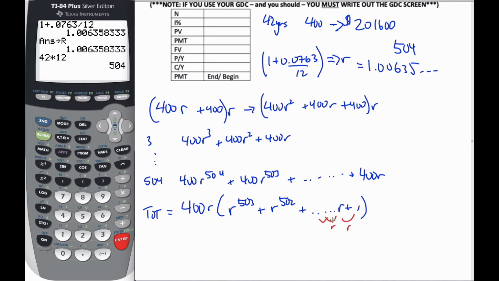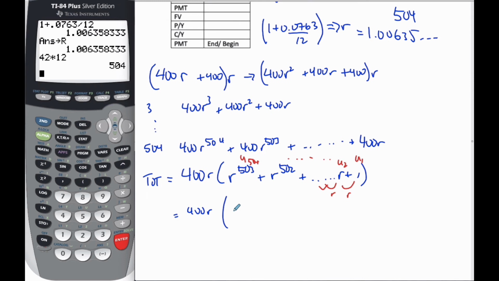And so this is a geometric series. I think about this as my first term, u1, and this is u2, all the way up to u504. So I have my 400R, and the sum of all these terms is going to be u1, which is 1, times R to the n, which is 504, minus 1, over R minus 1. And now I'm going to put this into my calculator.